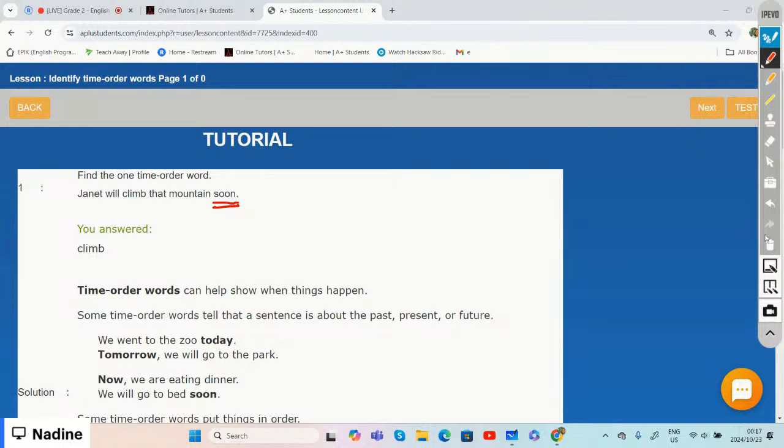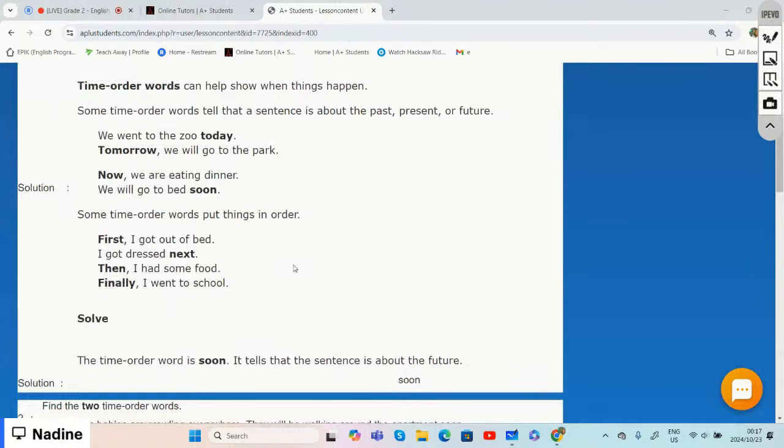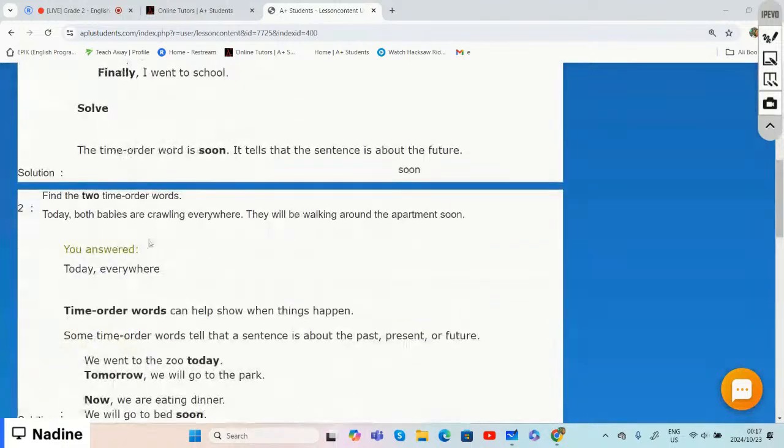All right. The next one says, today, both babies are crawling everywhere. They will be walking around the apartment soon.